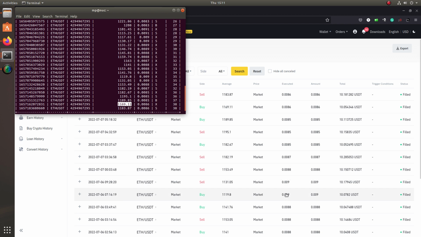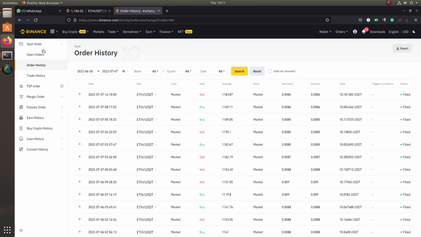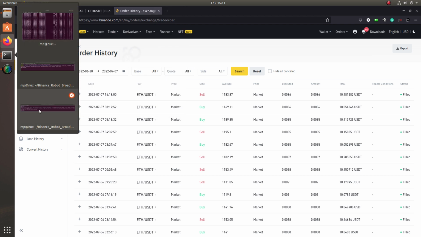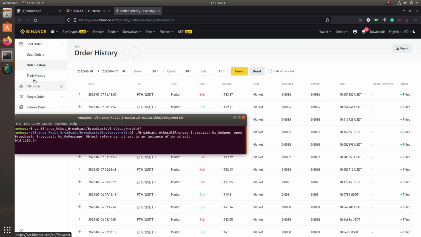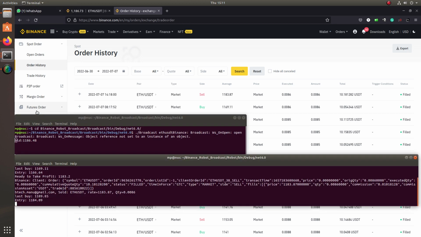We can also cross check all these orders against the table in my system, and currently it is working. We can see the last order we made was a selling order, sold at a price of 1183.87, the same price, and the quantity 0.0086. Okay, that will be all.